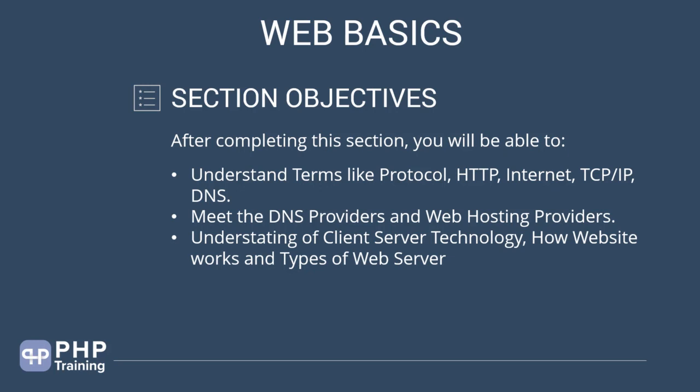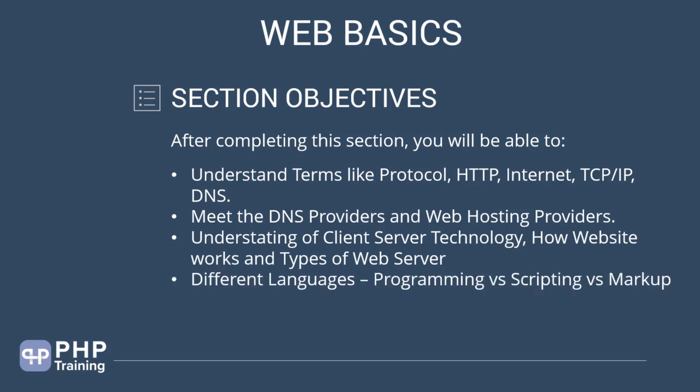work together, starting from the definitions of simple terms like protocol and HTTP, going on to the architecture level, looking at client-server technology, and understanding how a website works and what types of components are available in a website. Then we'll look at the different languages we have, like programming versus scripting versus markup. So we'll understand what the differences are and why they are termed programming, scripting, and markup.